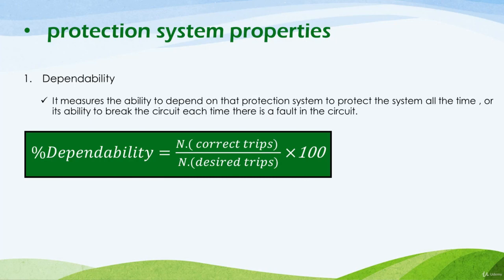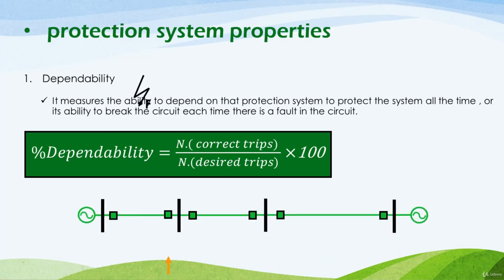Here it's equal to the number of times at which we have a correct trip of the protection system when a true fault happens, over the number of the desired trips, which are the number of times there is a true fault in the power system and we must trip the circuit. Or in other words, it's the number of times that the protection system will break the circuit when the fault occurs, over the number of times there is an actual fault and we need to break that fault.